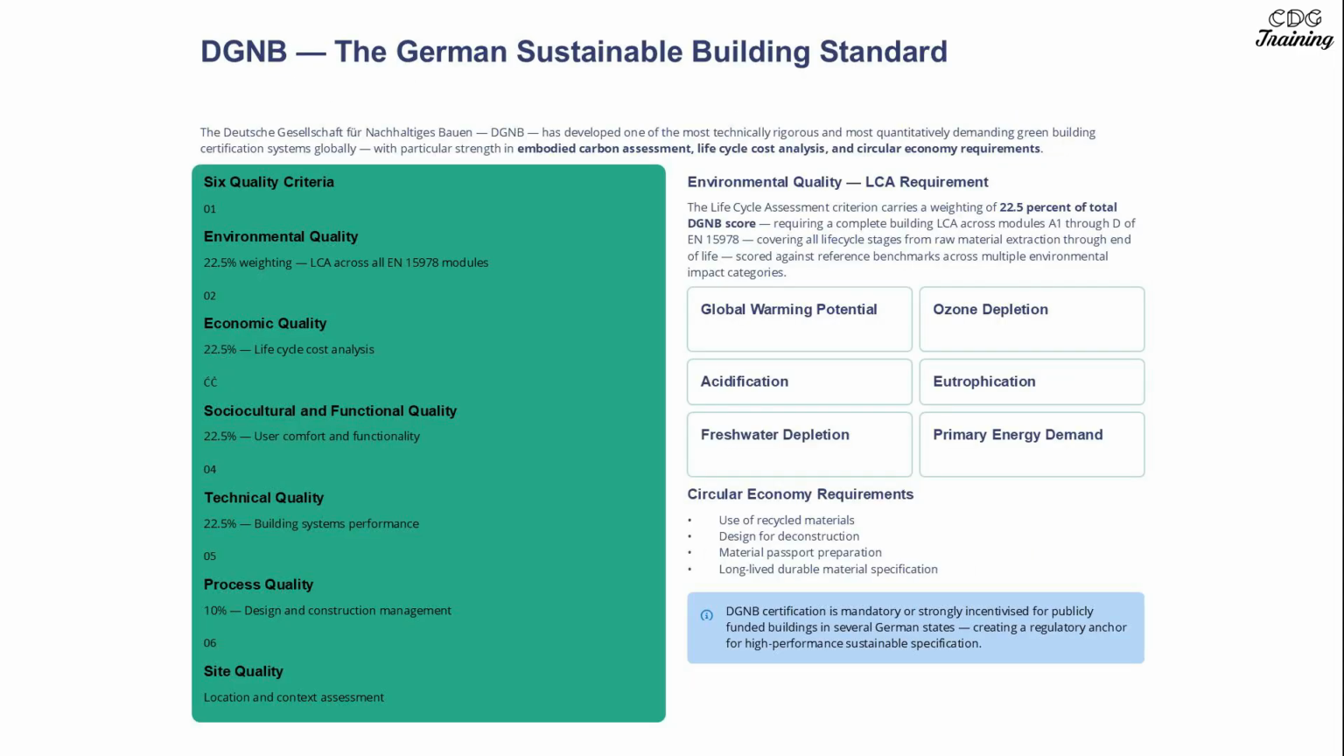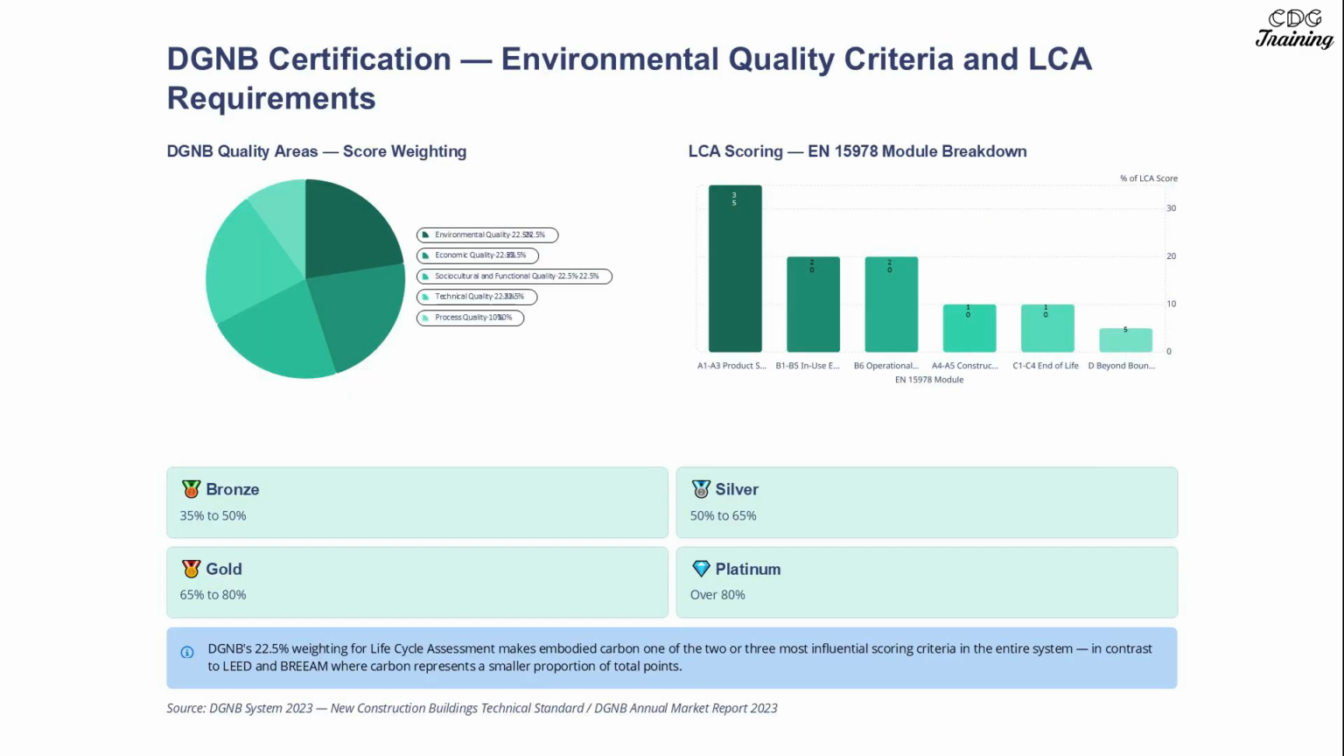DGNB, the German Sustainable Building Standard, emphasizes environmental and economic quality. It integrates life cycle assessment and circular economy principles to enhance sustainability. DGNB certification evaluates environmental quality criteria and LCA requirements, offering different levels of certification like bronze, silver, and gold based on performance.